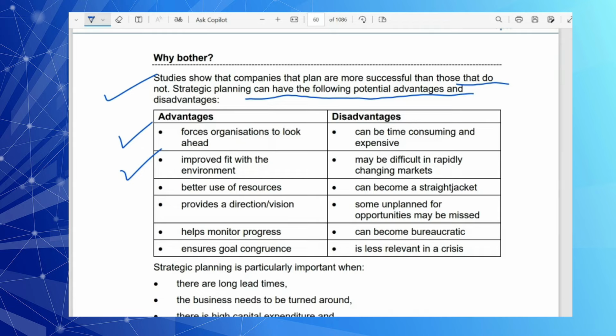If they consider only organic, or local person to person, then you can understand very well. Better use of resources, provide direction and vision, help monitor progress, ensure goal congruence. So to achieve a goal and be successful, these are the big advantages. But maybe it needs funds, it needs some seriousness to achieve it. The disadvantage also can be time consuming and expensive.